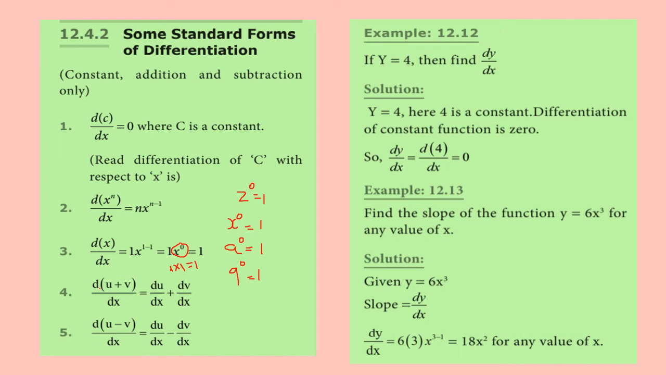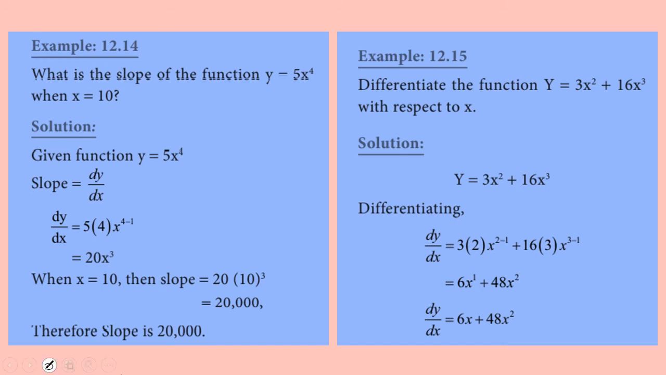Next one, differentiation of u plus v with respect to x can be written as du by dx plus dv by dx. Since we have plus here, you have to put plus here. Similarly, d of u minus v by dx is equal to du by dx minus dv by dx. So these are some of the basic rules.